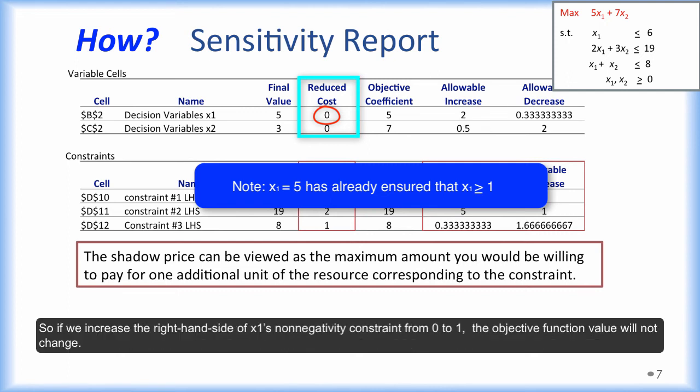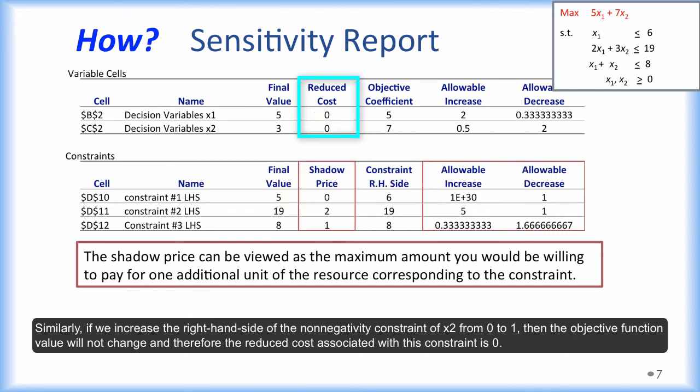So, if we increase the right-hand side of x1's non-negativity constraint from 0 to 1, the objective function value will not change. Similarly, if we increase the right-hand side of the non-negativity constraint of x2 from 0 to 1, then the objective function value will not change, and therefore the reduced cost associated with this constraint is 0.